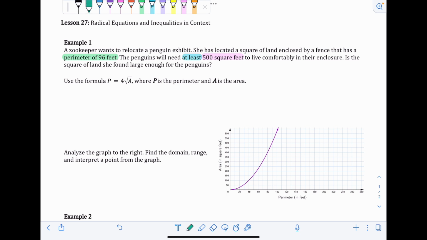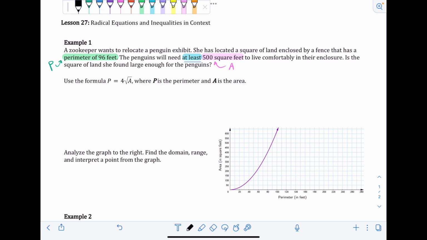So we're given perimeter right here. We don't have anything that specifically says the area is this, but it says that the penguins will need 500 square feet to live comfortably. So square feet, that's a unit of measurement for area. Just feet is a length, so feet would be for perimeter, and then square feet would be for area. So area is going to be 500. And then that at least is going to help us determine what our inequality symbol should be.